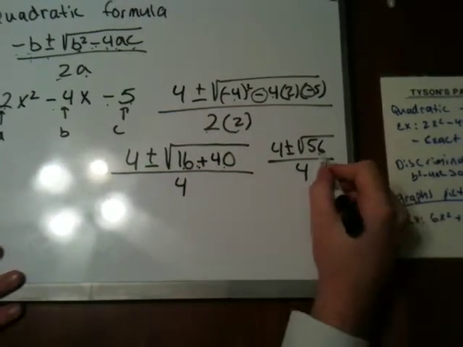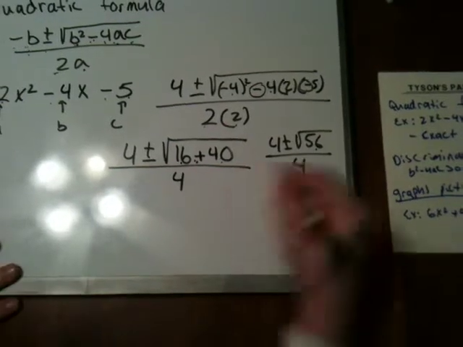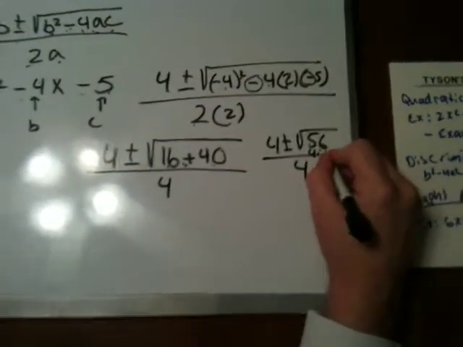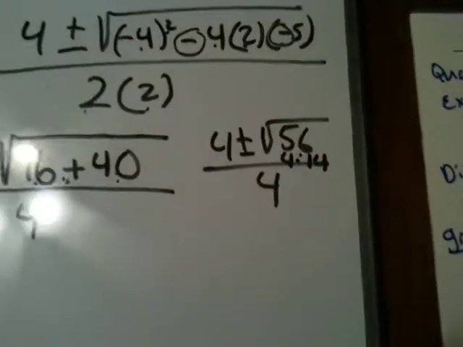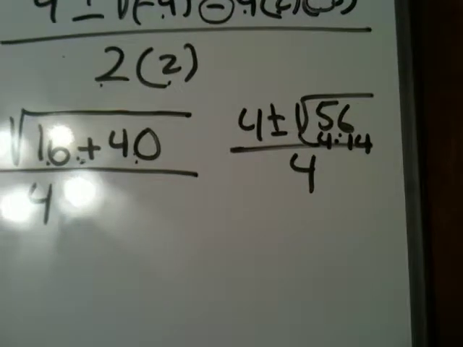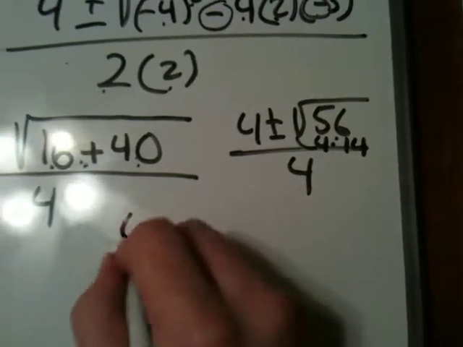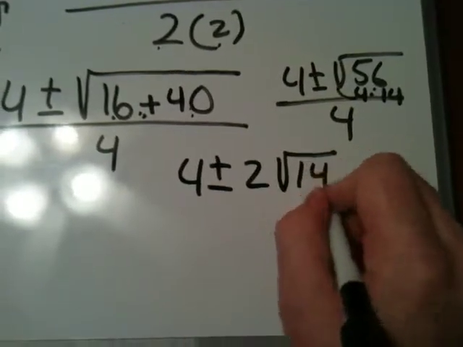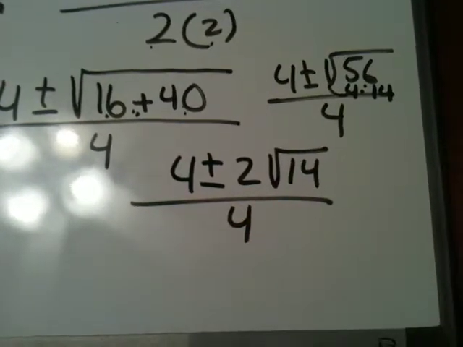You can go ahead and break this down if you're good with breaking your radicals down into, I'm just going to write real small here, 4 times 14. We break that down because 4 is a perfect square and that 4 comes out as a 2. So now when I write it all the way clean, it's going to be 4 plus or minus 2 root 14 all over 4.